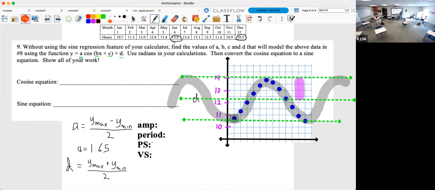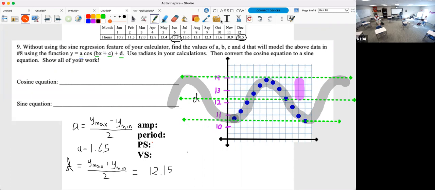Y max plus y min divided by 2. So for that one, 13.8 plus 10.5, that is 24.3 over 2, it's 12.15. So that's what D is in this equation.